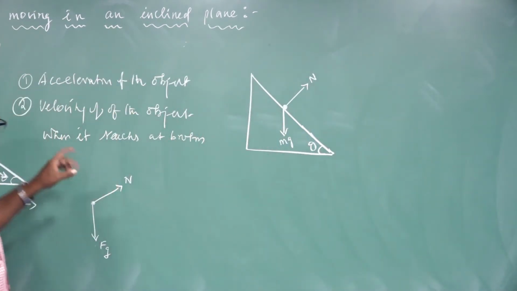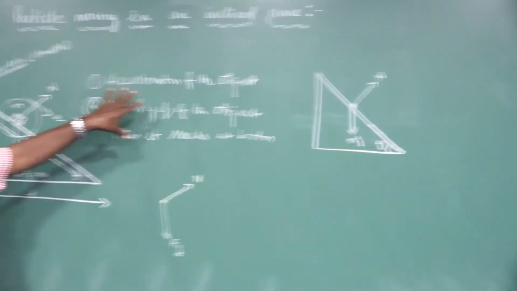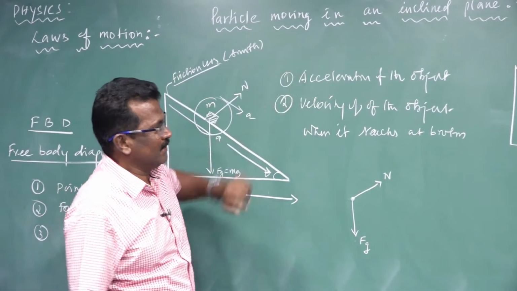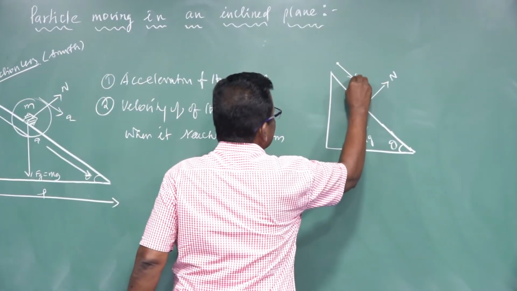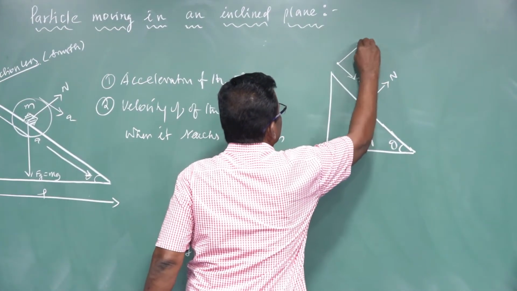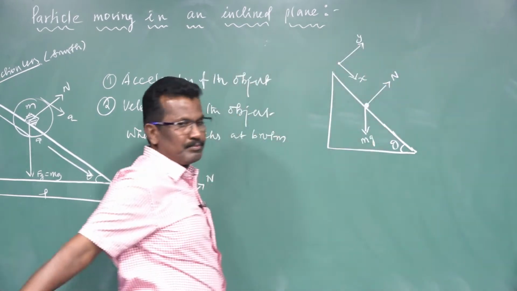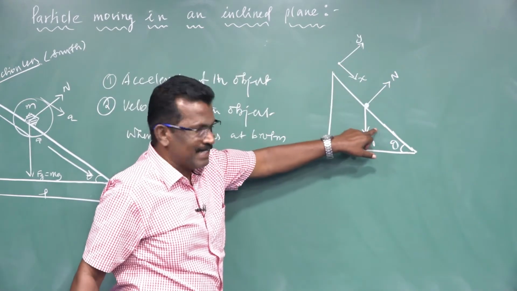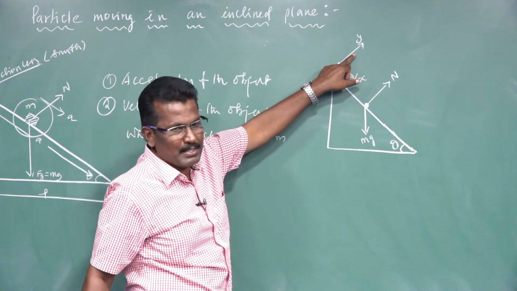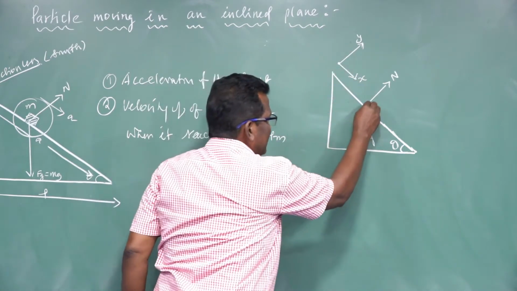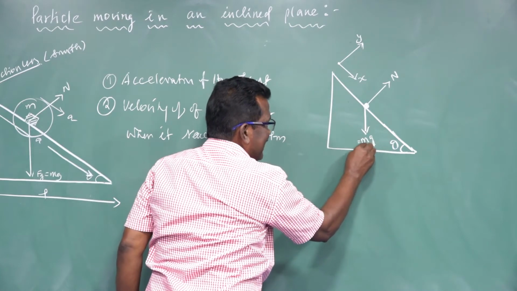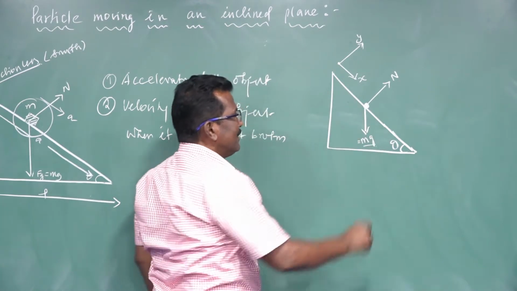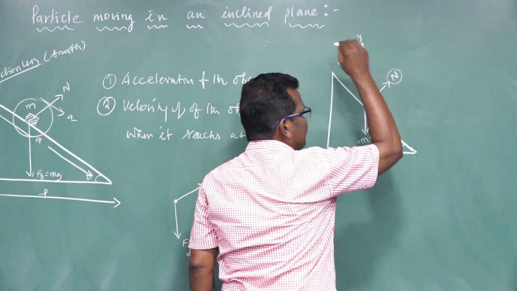Before going to find out these two things, we must consider the coordinate axis, the coordinate system. This is the x-axis, this is the y-axis. X is along the inclined surface. This is y, perpendicular to the surface. The point mass has the gravitational force mg acting downward. This is the normal reaction.